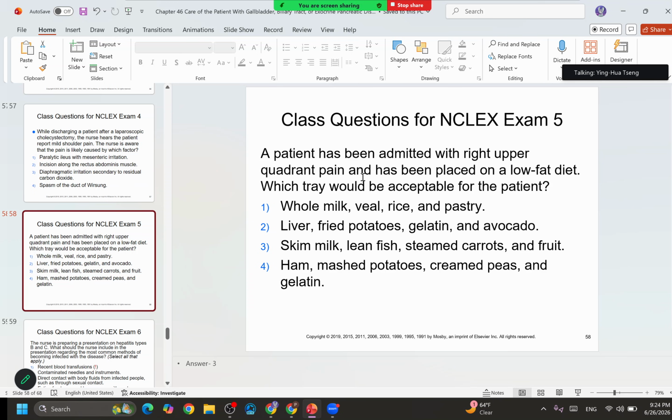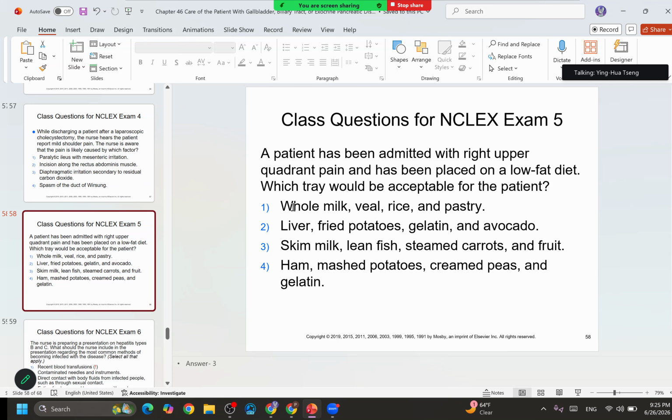Okay, the gallbladder, right? So that means both need a low-fat diet. Actually, for the liver and also the gallbladder, it doesn't matter. So which category is a low-fat diet? It's 3. Okay, let's see each one.